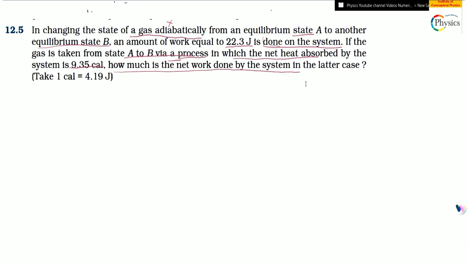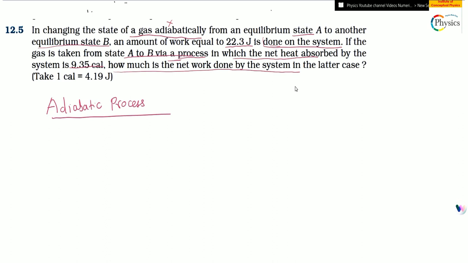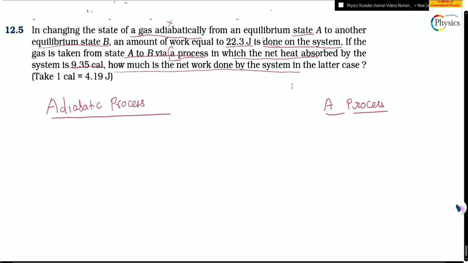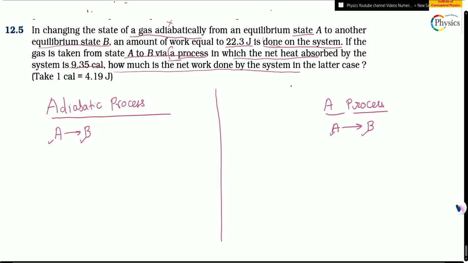Although the way the question has been articulated is not great, I will just bifurcate. This is what is happening. You have two processes. One is the adiabatic process. The second process is mentioned as via a process. They have not given the name of the process. But what is common is the gas is taken from A to B in this process, and even in this process, the gas is taken from A to B. There is no difference when it comes to the initial state and the final state. So the gas is now taking two different paths.